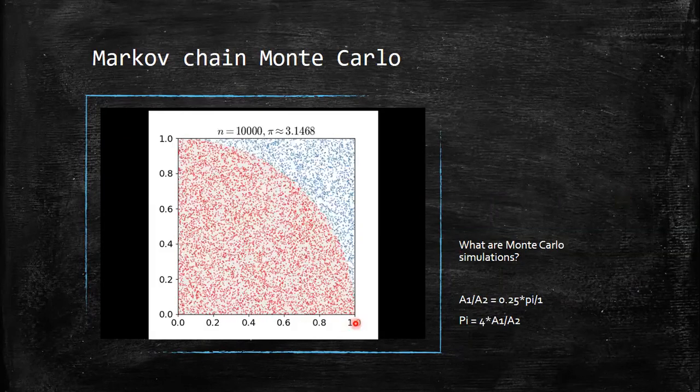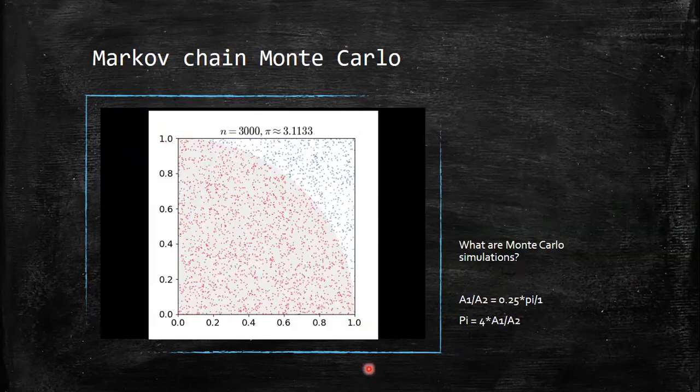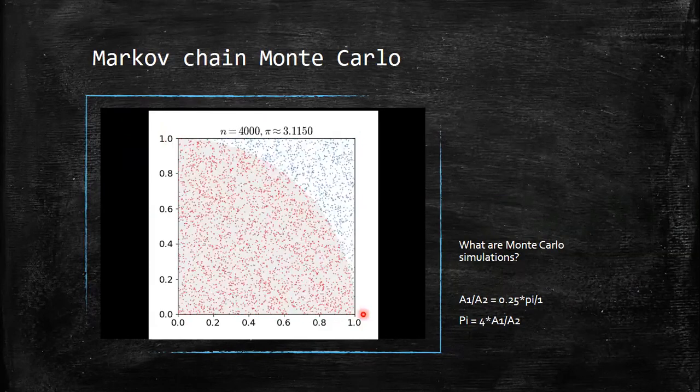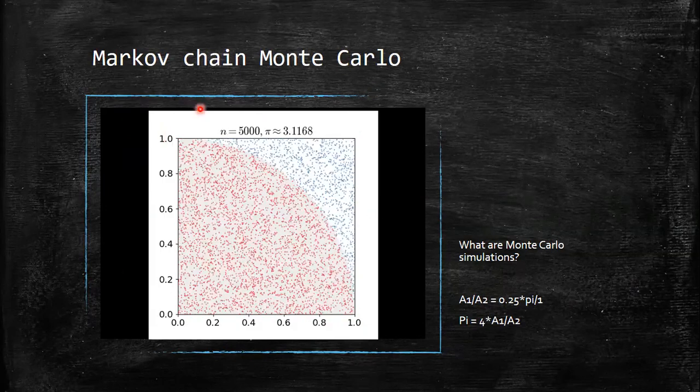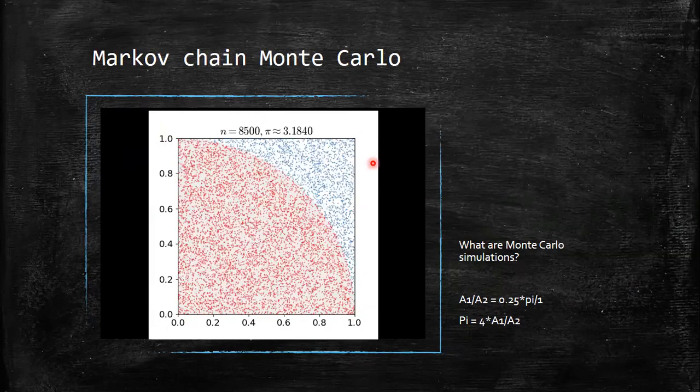So if we compare the ratio of areas, the area of the square is 1, and the quarter circle would be pi r squared by 4. So that's pi by 4, and so the ratio is 1 by pi by 4, and so on. So if we have the ratio of these areas, we can get a pretty close estimate of pi.